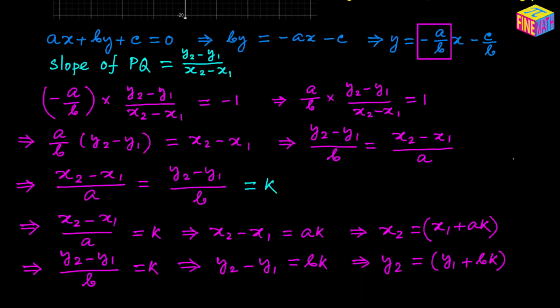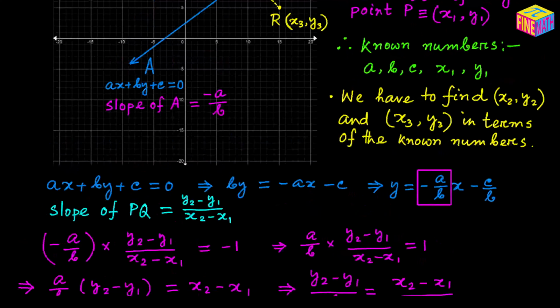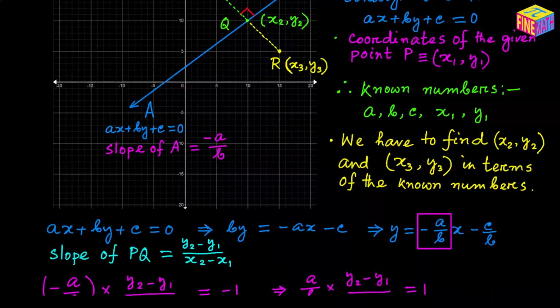And now if we look at the diagram, you will see that x₂ and y₂ are the coordinates of the point Q, which also lies on the straight line A. That means the straight line A contains this point Q. That means Q's coordinates must satisfy the equation of the straight line. So that is another important concept that we have to understand: if a straight line contains a point, then the point's coordinates must satisfy the equation of the straight line.